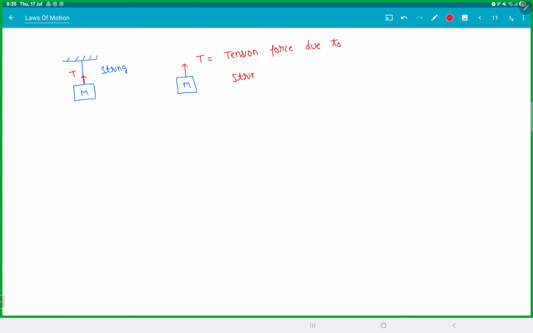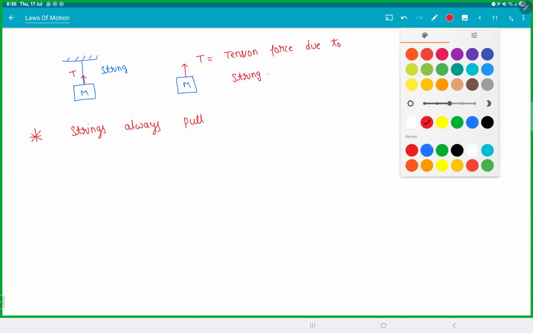When someone catches your hand and pulls you, you feel a little tightness in your hand. That's your tension basically. If someone catches your hair and pulls, that's the tension in the hair. So one thing, strings always pull. That is the main important thing there. Strings cannot push. Let me tell you what that means.